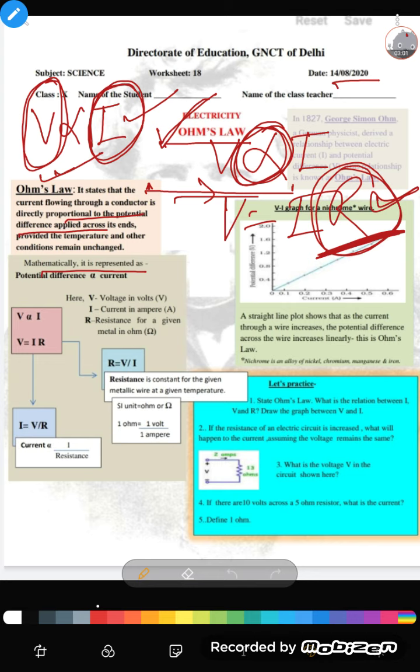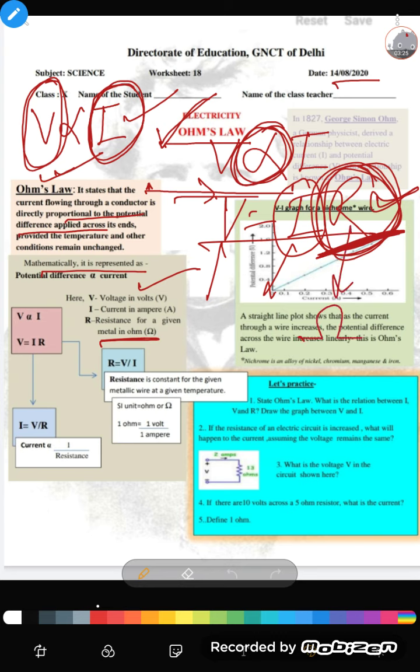So according to this mathematical expression, V is voltage in volts, I is current in amperes, and R is the resistance for a given metal in ohm. Okay, V is in volt, I is in ampere, and resistance is in ohm, right? So as we know, V is directly proportional to I. If we remove this proportionality sign, it will become like this.